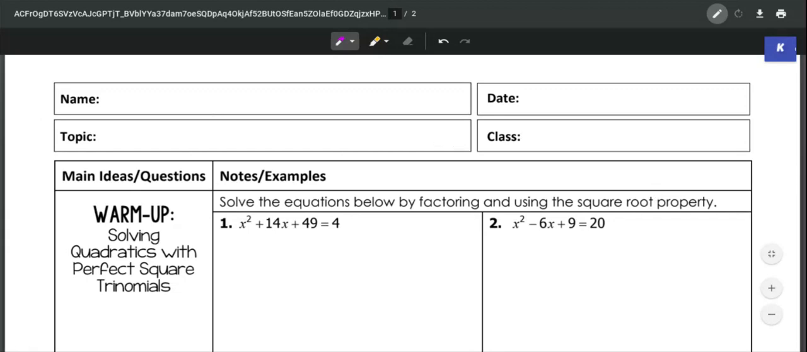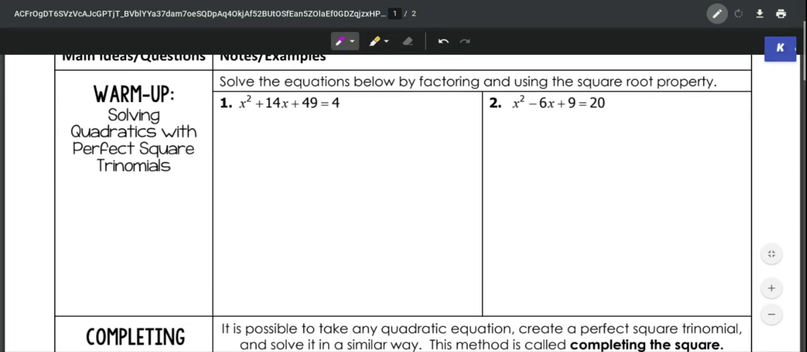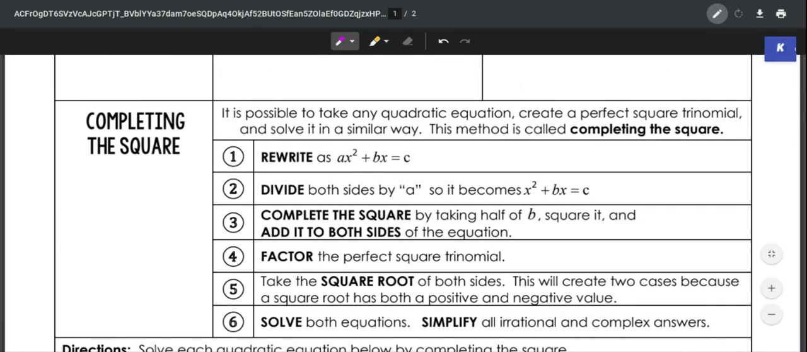All right, chapter 4, or I guess unit 4, chapter or section 7 deals with something called completing the square to solve quadratics. So we're still dealing with quadratics. We're just going to be using something called completing the square now.